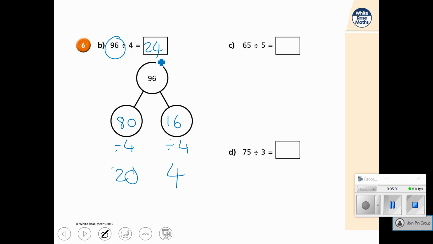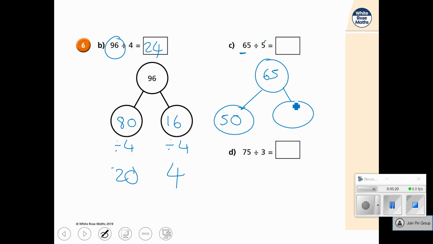Let's have a look at another one. 65 divided by 5. Okay, so I'm going to start with 65. I want to partition it so that I have a multiple of 5 in my tens section. I'm going to go for 50. And I'm going to say, 50 add what makes 65? That's 15. 50 divided by 5 is 10, and 15 divided by 5 is 3. So my answer will be 13. See, easy when you know how.